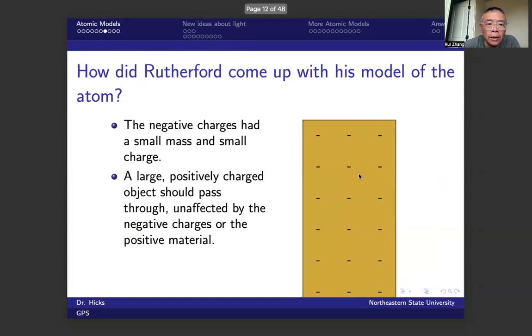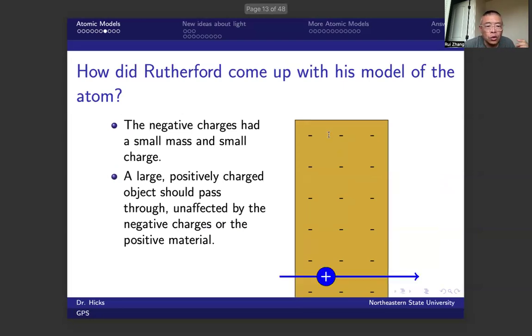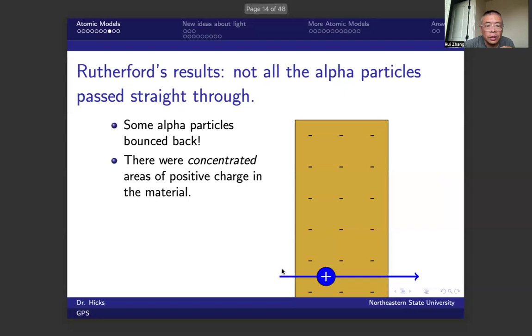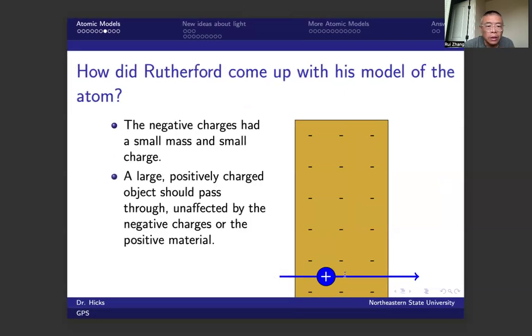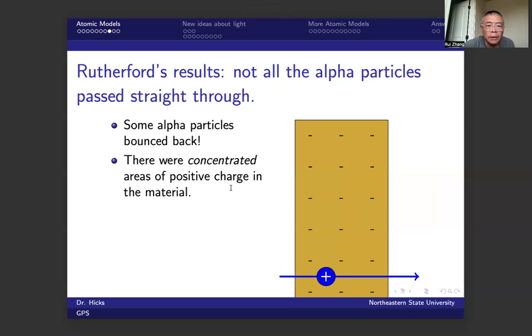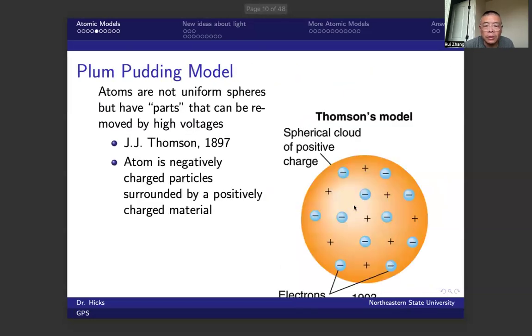He did a very interesting experiment. Basically, he put a very thin foil of gold and shot alpha particles at this foil. This is represented here. Basically, if you assume that Thomson's model is correct, then because all the charges are spread out, there's charge everywhere.